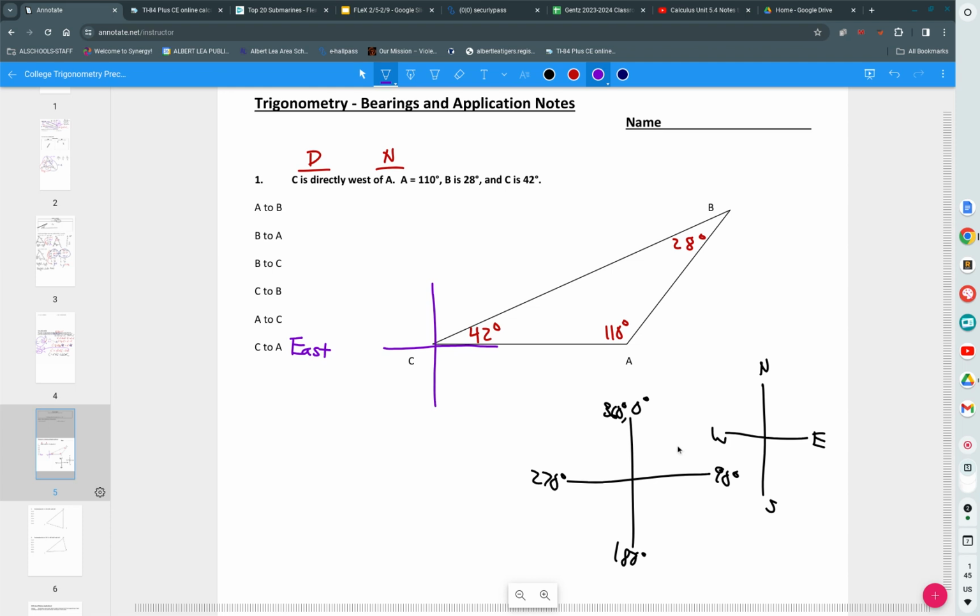Now, the direction to get from C to B is not south, east, north, or west. It's kind of a combination. How would you describe the direction to get from C to B? Northeast. So what I write is north and east. And what we do is we always turn from north or we always turn from south. We never turn from east and west. It's always from north or south. So from the north line, how many degrees do you turn towards the east? It's not 42. 48. How'd you get that?